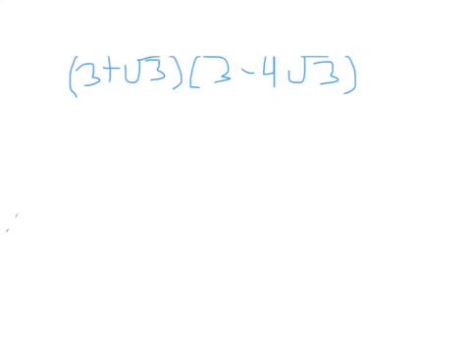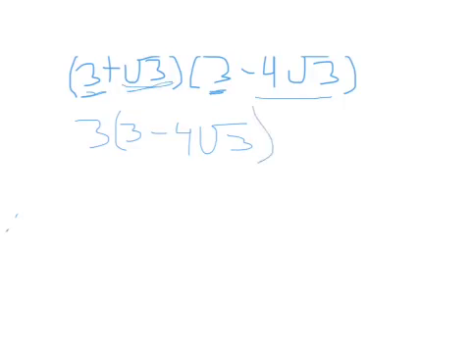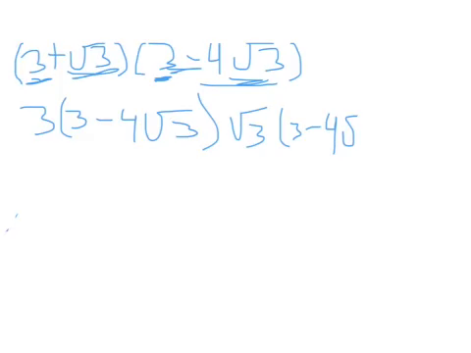Alright, so our first step is to FOIL. So we'll go ahead and take 3 and multiply it times 3. And then we'll also do it times negative 4 and radical 3. And then we'll also take the radical 3, put it right here, and still multiply it by these two again. So it'll be plus 3 radical 3.